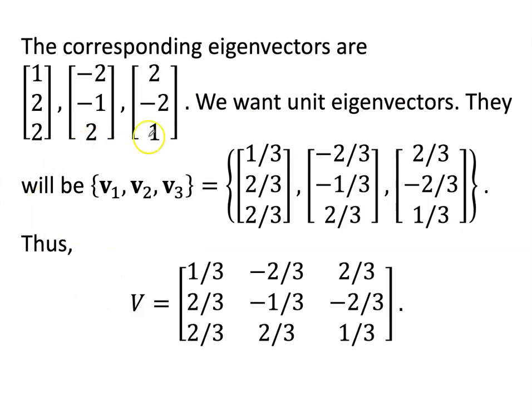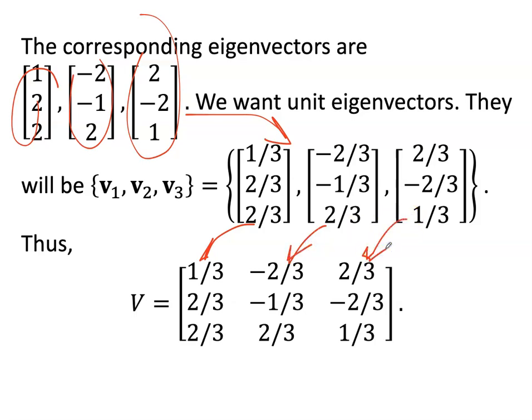Okay, so these are the corresponding eigenvectors. We want unit eigenvectors. Again, each of these vectors has length 3. So you divide these vectors by 3, and you get these vectors. These are unit eigenvectors v1, v2, and v3. Thus, V is going to be the matrix consisting of these unit eigenvectors. Those are going to be the columns of the matrix V.